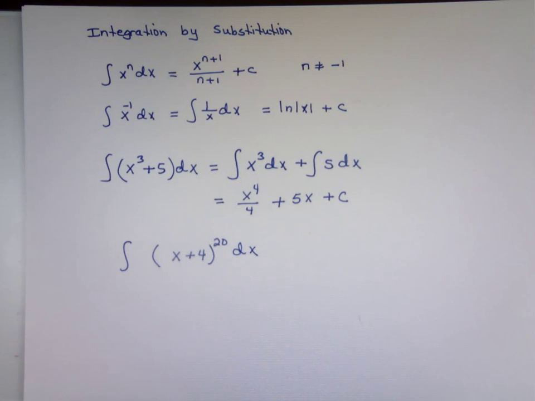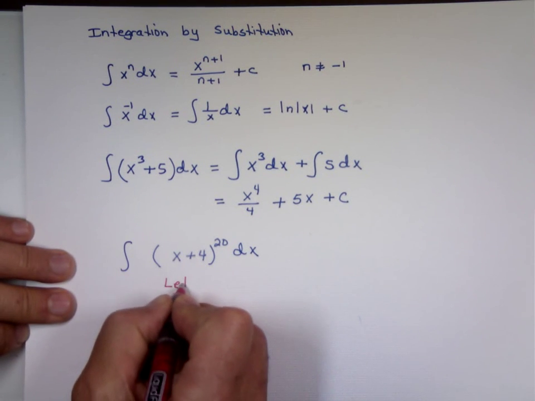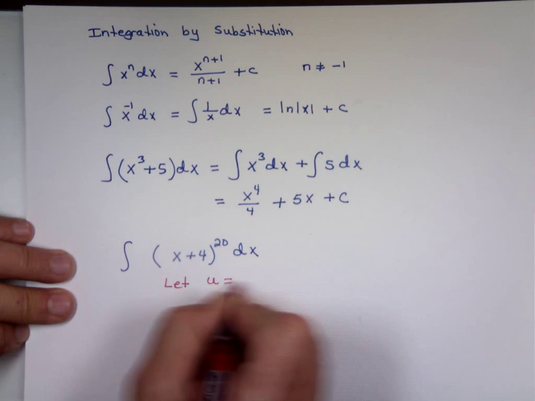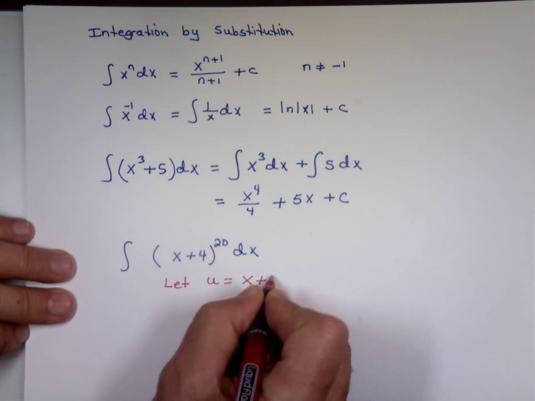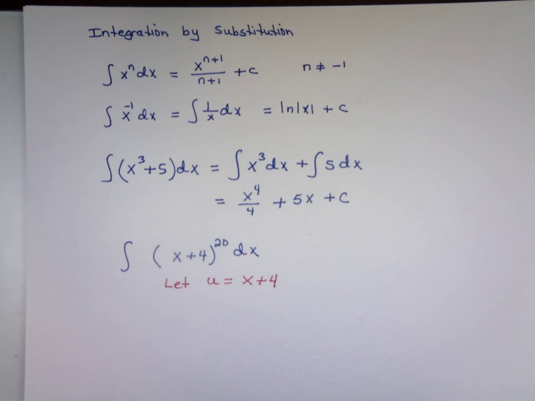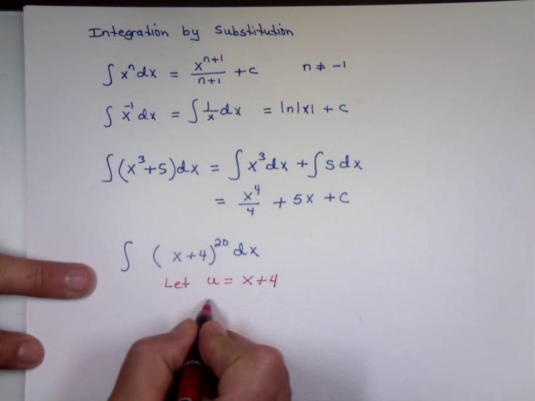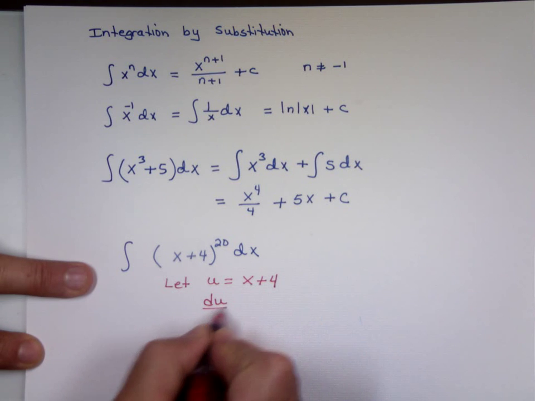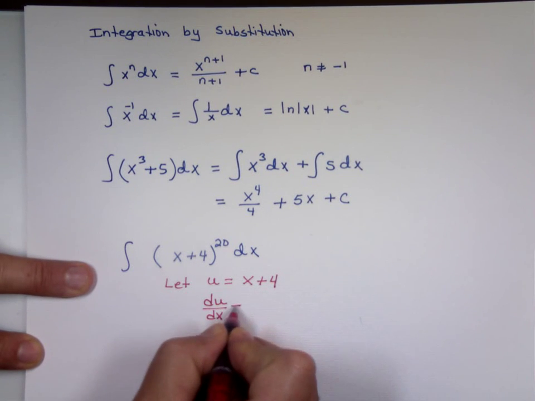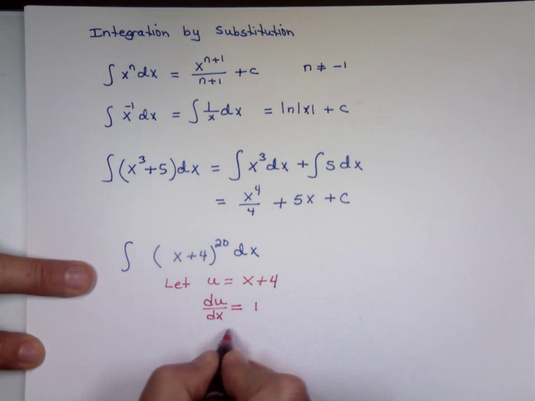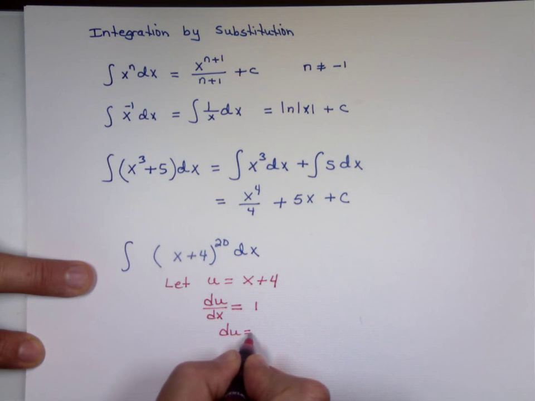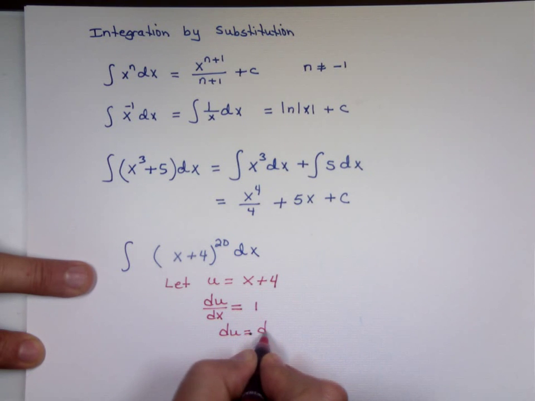So what I'm going to do here, I just got to be careful. I'm going to let u equal x plus 4. So what's the derivative of that? What's du dx equal to? 1. Equals 1, or I can say du equals what? Isn't that equal to dx?